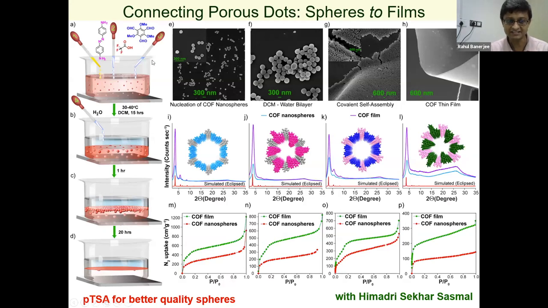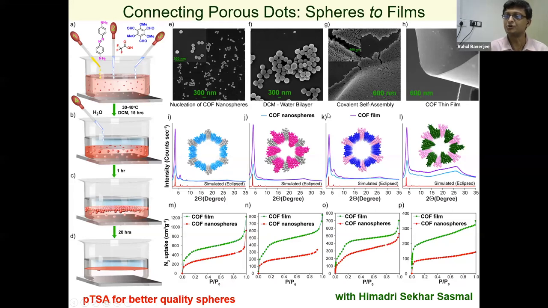He used a simple organic reaction happening in water and DCM solution. You add a little bit of acid in this particular sequence, do a little stirring, take it out and leave it as it is with a little dichloromethane, DCM, on top. You will see with time, these nice covalent organic framework spheres start forming and start going towards the surface. So he could isolate it.